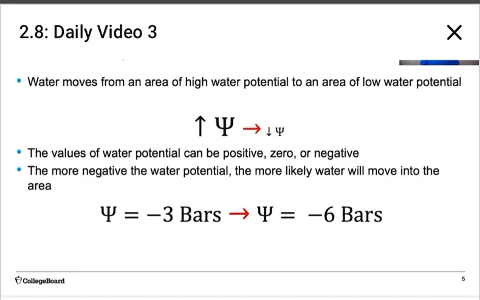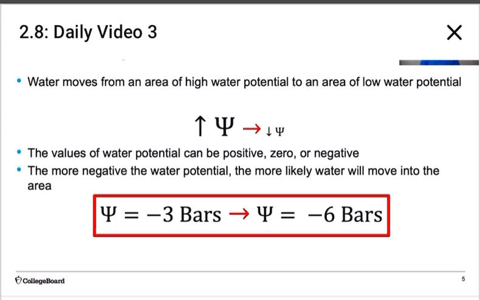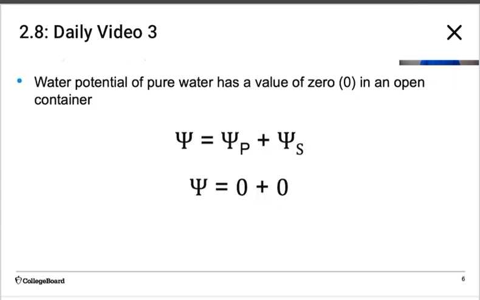So the more negative the water potential is, the more likely water will move into the area. If water potential is equal to -3 bars inside a cell and outside the cell, water potential is equal to -6 bars, the water is going to move from inside the cell to outside the cell due to the fact that -6 bars is more negative than -3 bars. Water potential of pure water has a value of 0 in an open container because there's no solutes, plus there's no pressure due to it being in an open container.